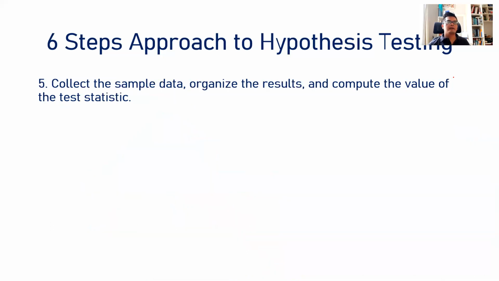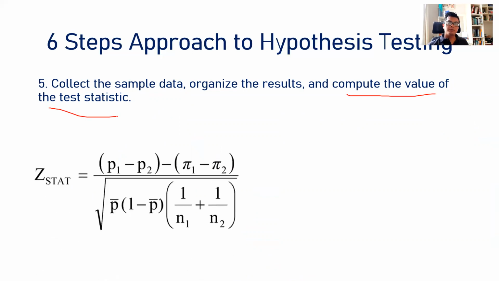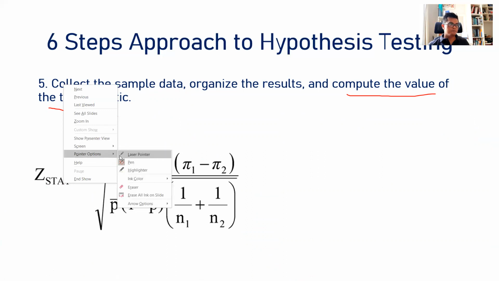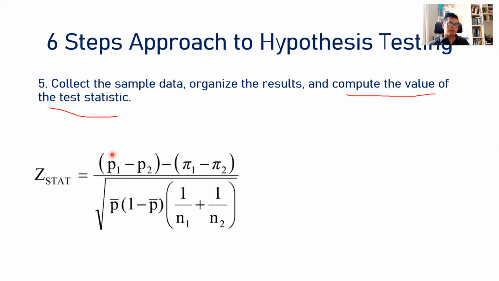Step 5: collect sample data, organize the result, and compute the value of the test statistic. The ultimate goal is to compute the value of the test statistic. As we know, we will use this formula for proportions. The formula consists of the proportion of the variable of interest in sample 1 and sample 2, the sample sizes of sample 1 and sample 2, and the pooled value.